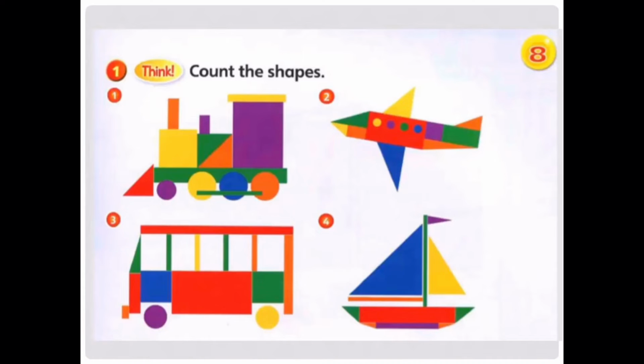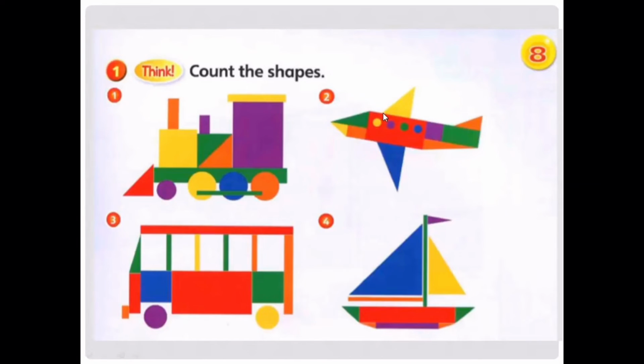Student book, page 87. Count the shapes. For example, number 1. What shape is this in red? It's a triangle. Very good. It's a red triangle. And how many triangles are in the picture?